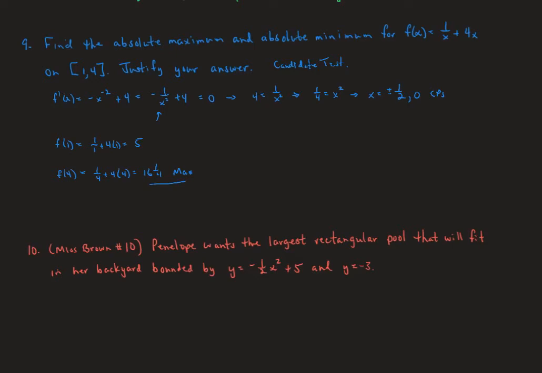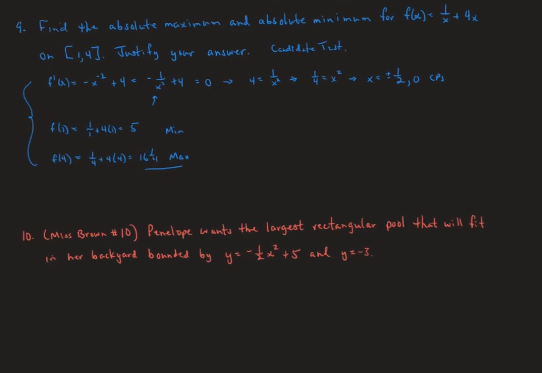Remember, that's a y value. And this is the absolute minimum. That also is a y value. And it has been justified because of our work, because we have shown the candidate test. So we don't have to add any words or sentences there.